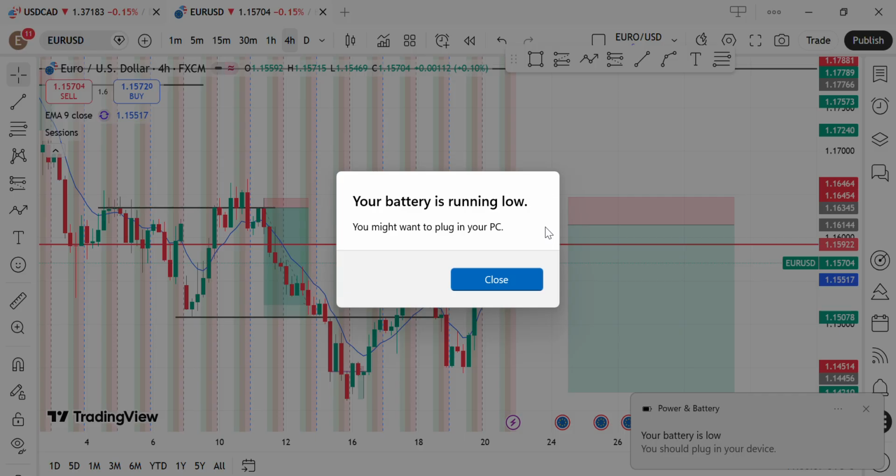Oopsie, I have to charge. Just a second. Charge now.